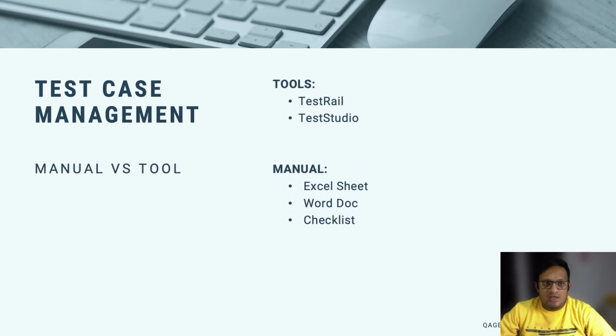There are a number of ways through which you can manage your test cases. On the tools side, the most popular tool that is used for test case management is TestRail. Another one is Test Studio. Whereas on the manual side, the most popular way of documenting your test cases is in an Excel sheet, or else you can also write your test cases in a Word document, or you can create a checklist.